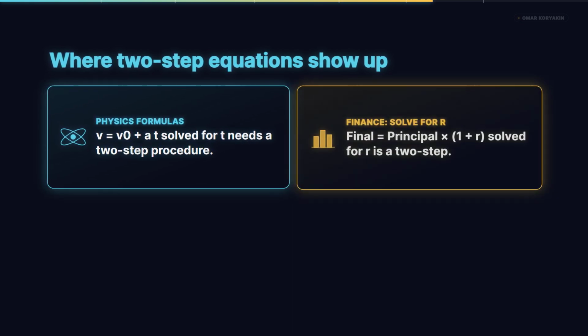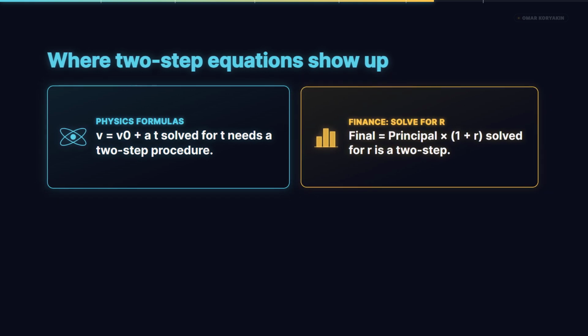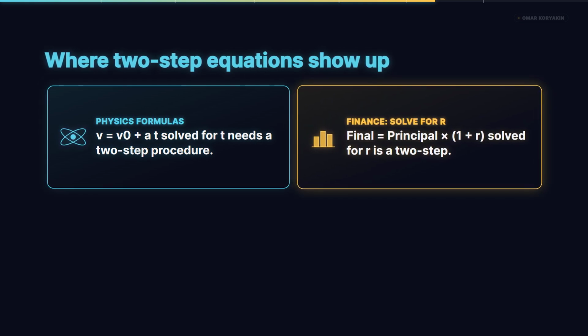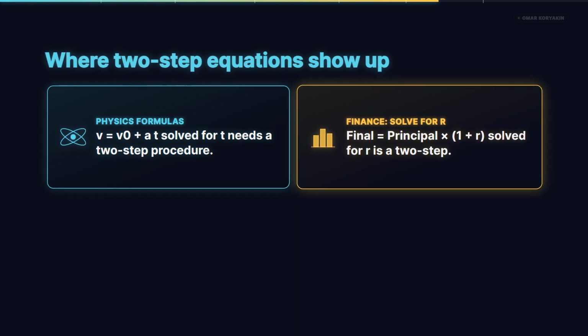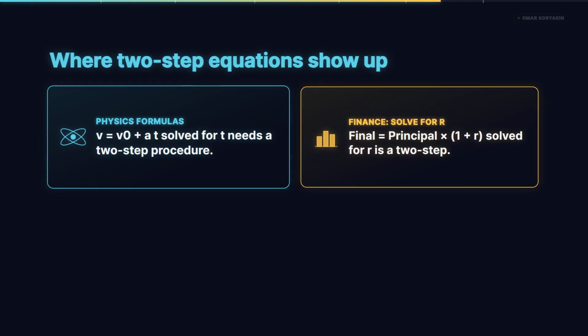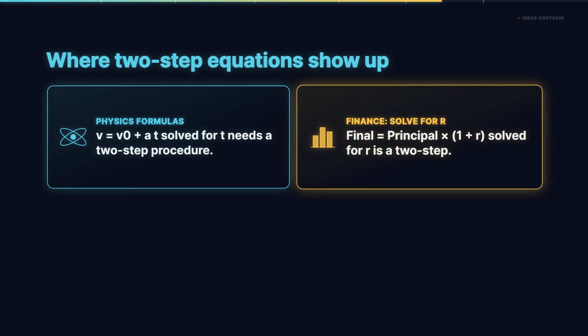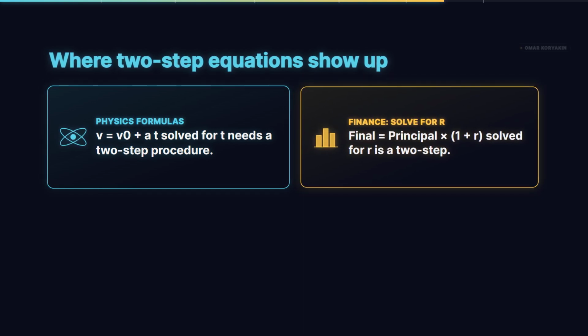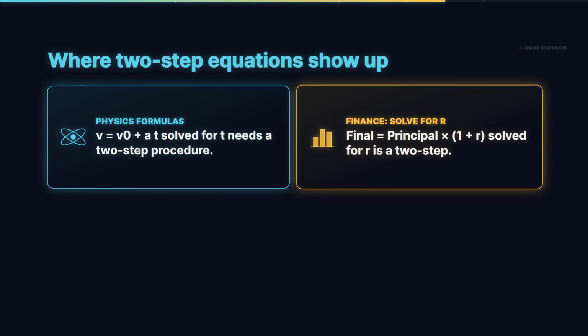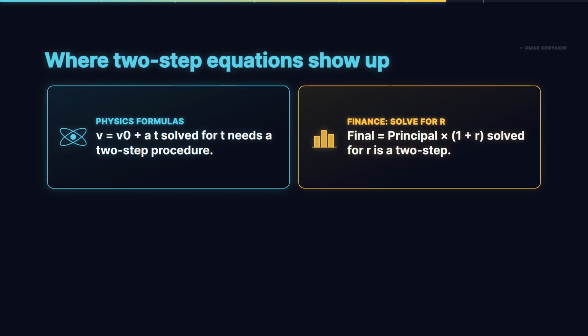applications. In personal finance, the simple interest formula final amount equals principal times the quantity 1 plus the rate, solved for the rate, is a clean 2-step solve. Divide both sides by principal first, then subtract 1. Compound interest and present value formulas all reduce to similar 2-step or 3-step solves once you isolate the variable of interest. Anyone running a small investment portfolio uses this kind of solving regularly.